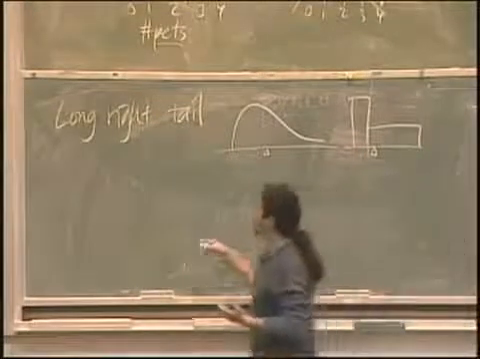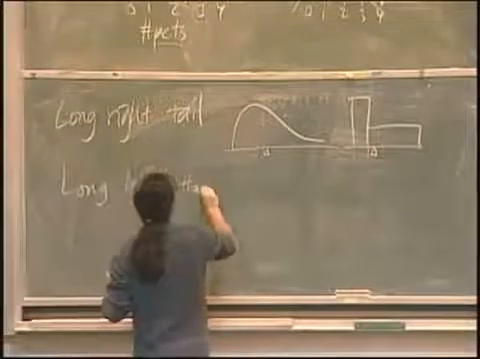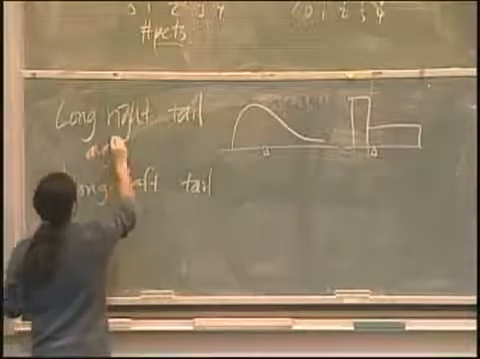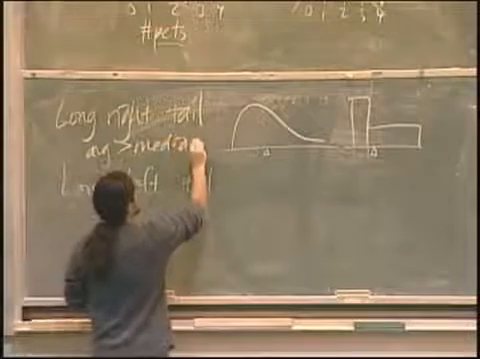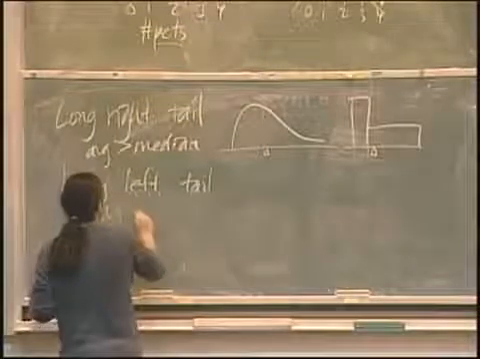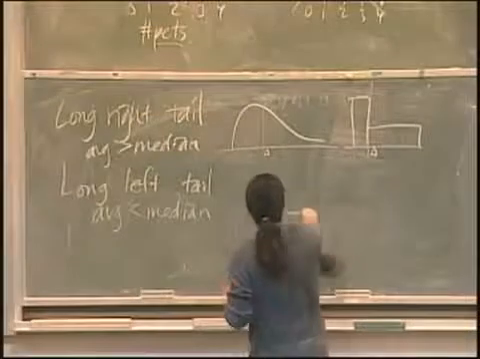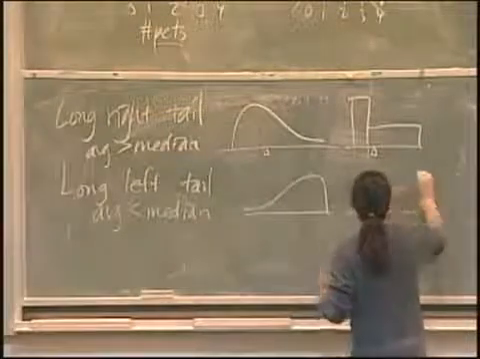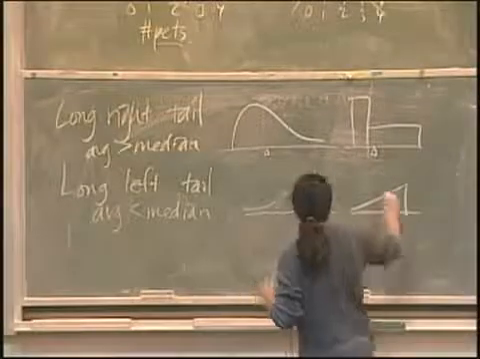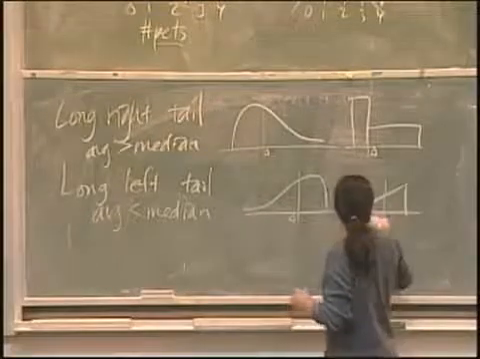Okay, long left tail looks like the mirror image of that. Oh, I'm sorry, I didn't write down what I said. Average is bigger than median for these cases. And for a long left tail, average is smaller. So you could have something like this, maybe a triangle, anything that looks roughly like that, okay? So maybe that's about half the area on either side. The average is a little bit smaller.